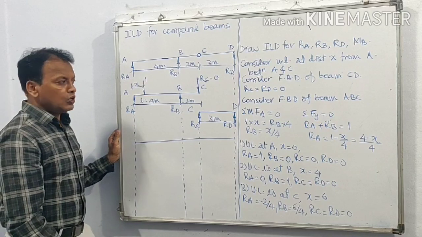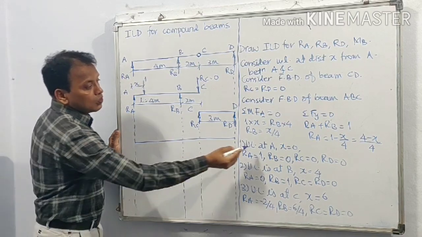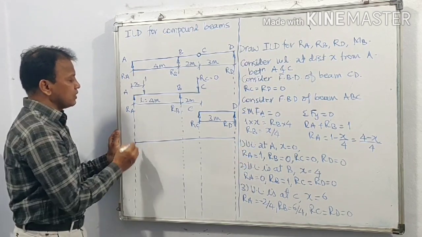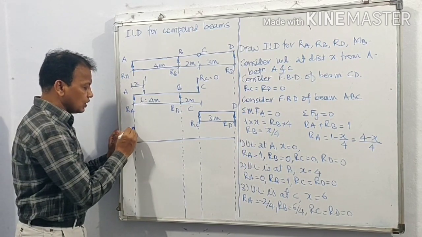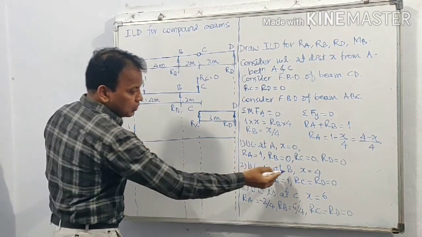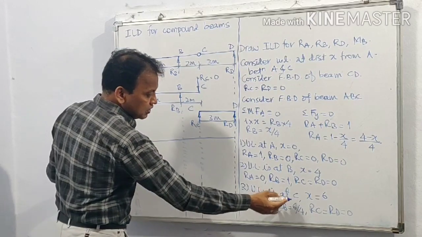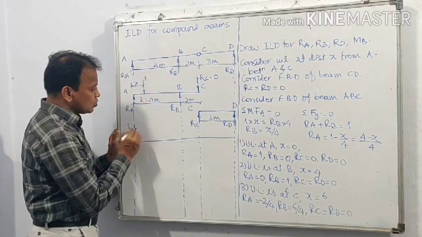Let us first draw the influence line diagram for reaction at A. Now when unit load is at A, RA is equal to 1. So this is equal to 1, we know. When unit load is at B, RA is equal to 0. When unit load is at C, RA is equal to minus 2 upon 4.